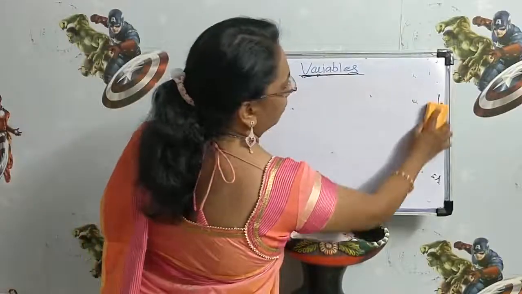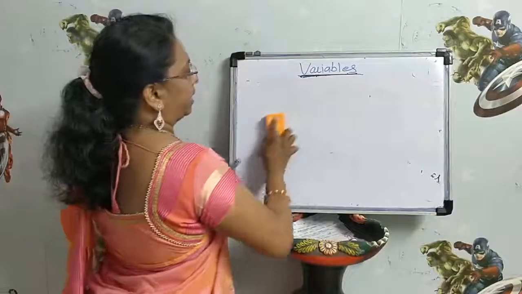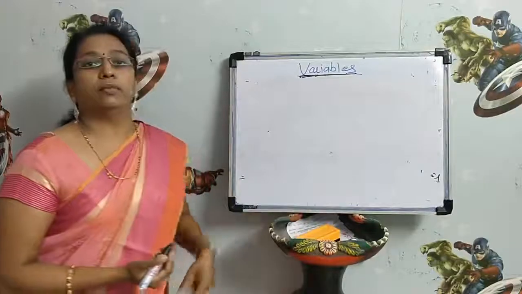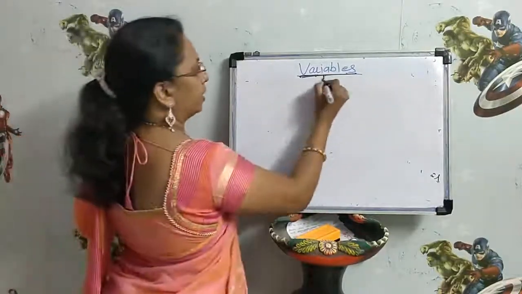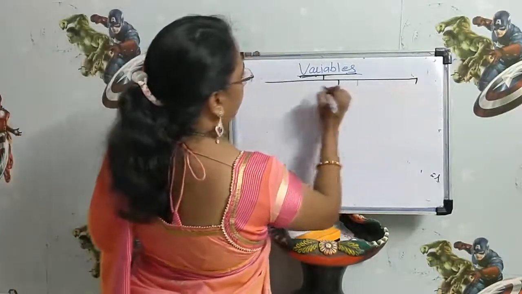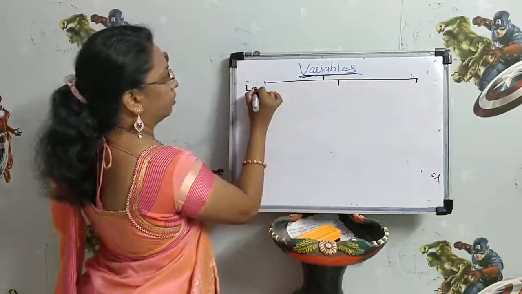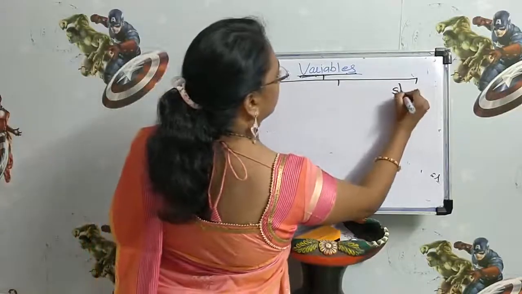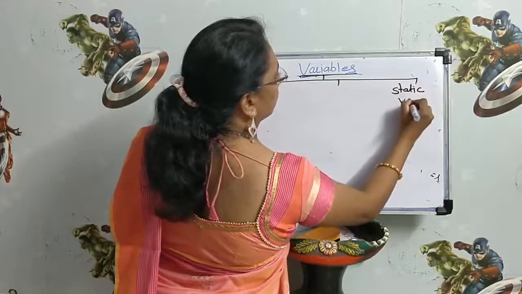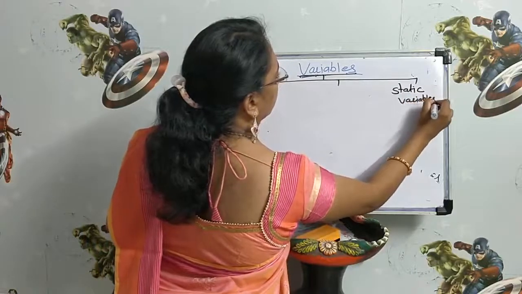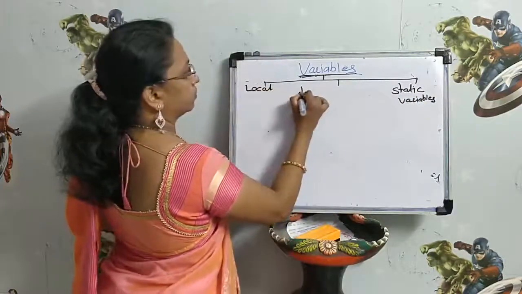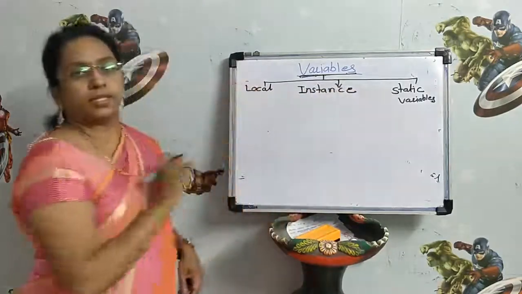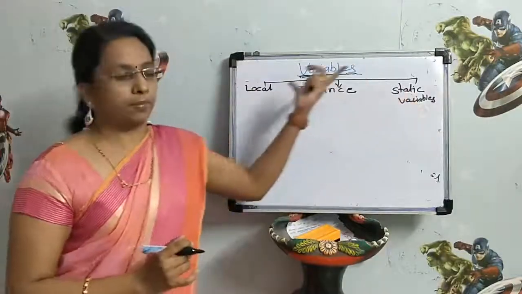Now coming to the next topic, let's have a look at the types of variables. In Java, variables are categorized into three basic types. These are local variables, static variables, and instance variables. There are basically three types of variable.